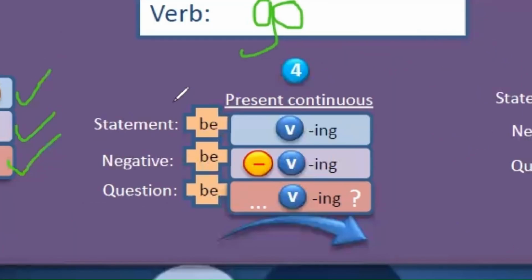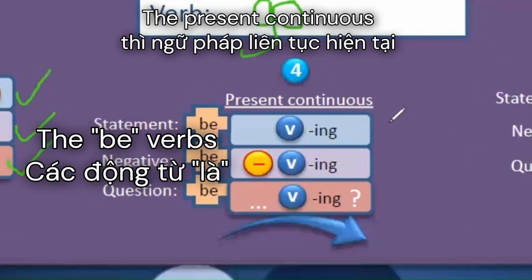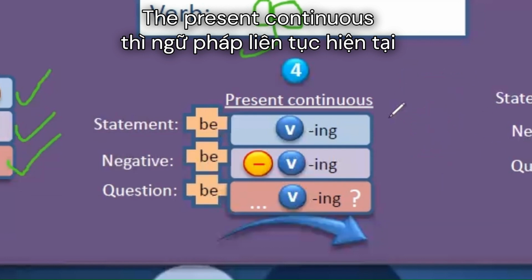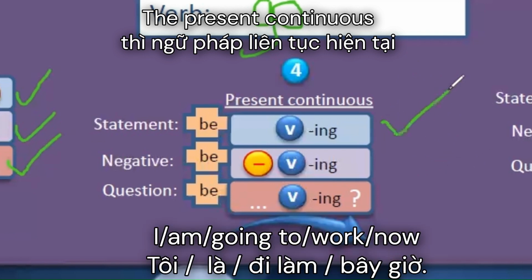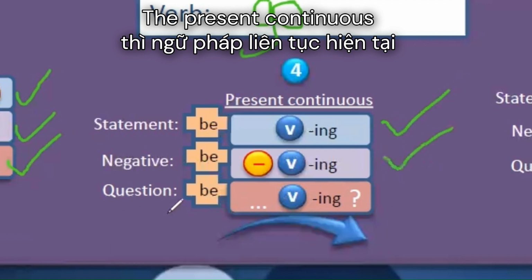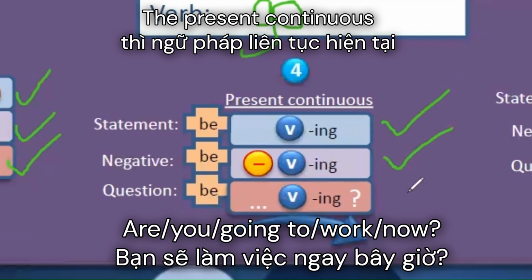Check, check, check. The be verbs, before we start, let's remember what they are. The be verbs are am, is, and are. That's our three be verbs. Let's remove those so we don't cheat. Let's use I. I am going to work now. I'm not going to work now. Are you going to work now?